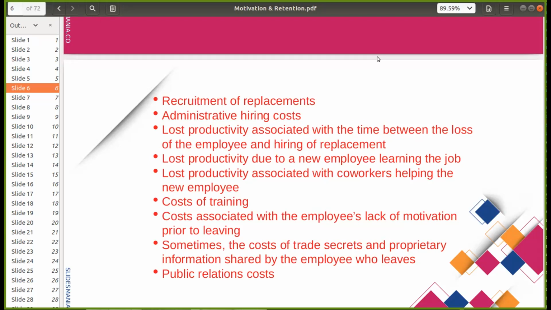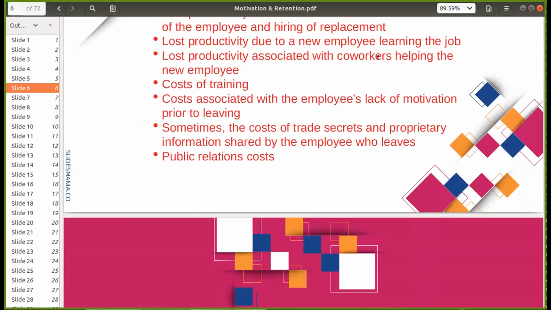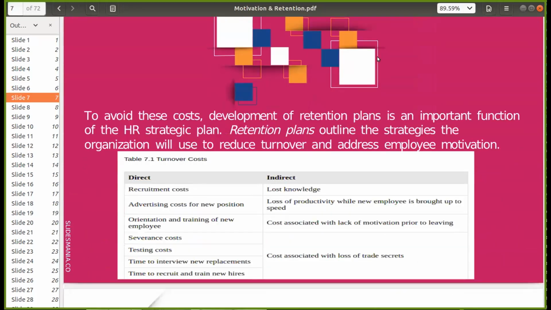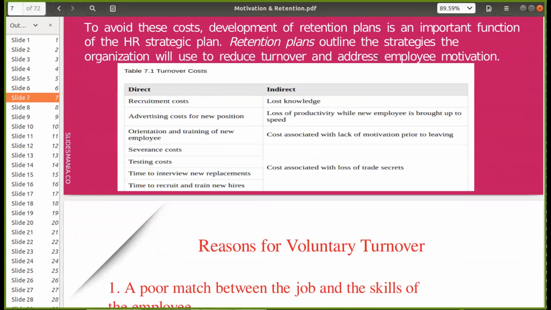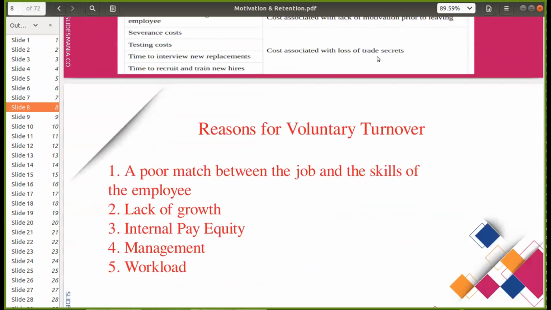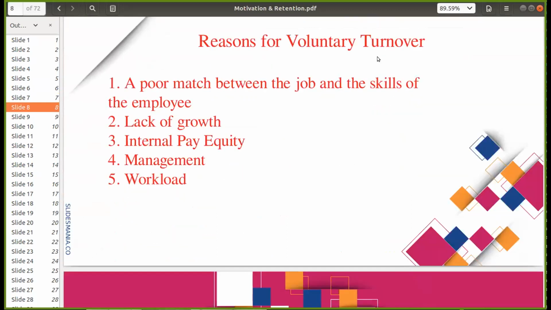Then, public relations costs. Then, to avoid these costs, development of retention plans is an important function of the HR strategic plan. So again, part ang retention plan ng overall HR strategic plan. So retention plans outline the strategies the organization will use to reduce turnover and address employee motivation. So this is a table of the example of direct and indirect costs. Hindi ko na binasa.